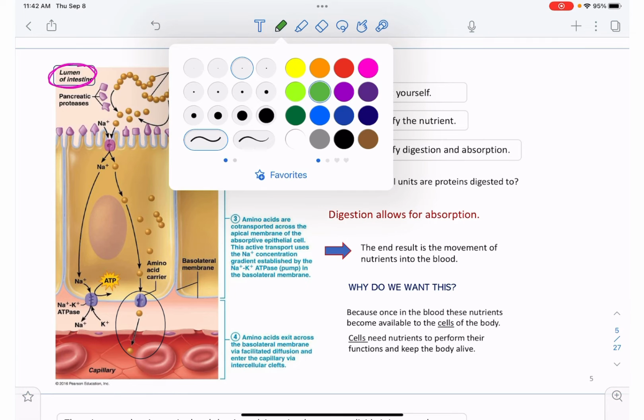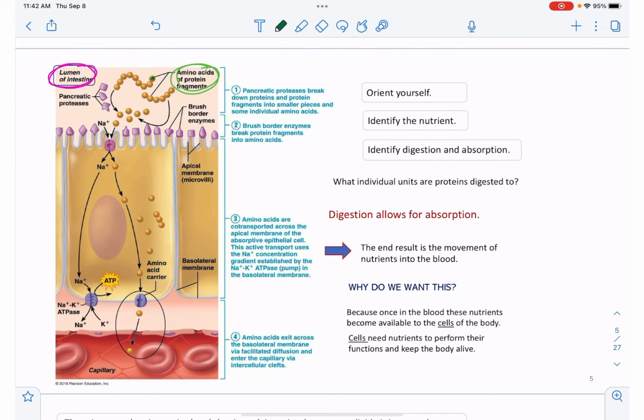And this protein is made up of individual amino acids that are held together by chemical bonds, by covalent bonds. And what we want to do is digest that protein. We want to break it down into small enough units that it can move into the blood. And how are we going to do that? Well, that's the job of enzymes. There are two sets of enzymes that are going to be responsible for digesting the protein. One are what we call pancreatic proteases, and the other are what we call brush border enzymes.